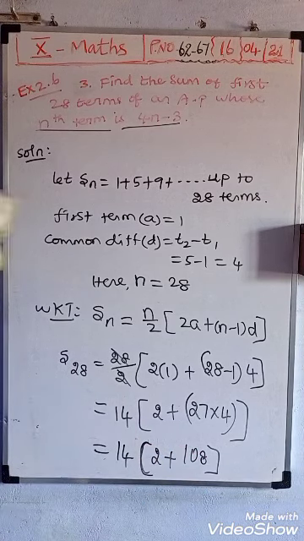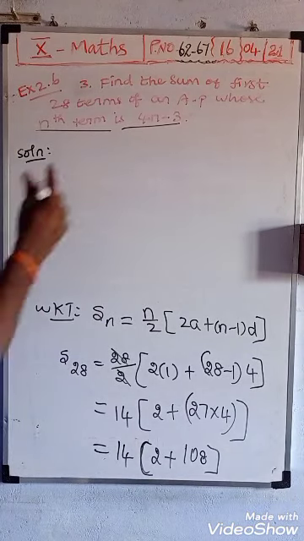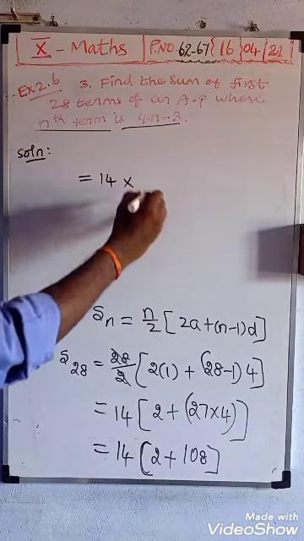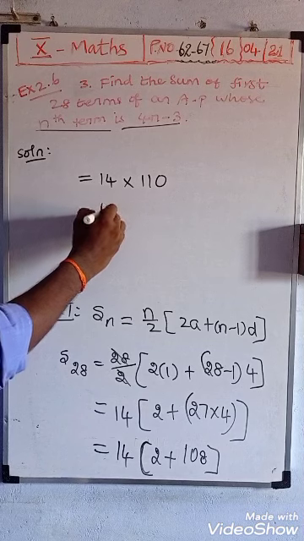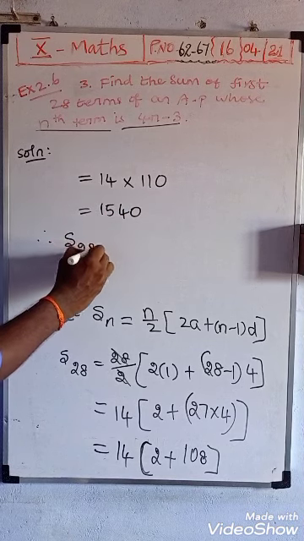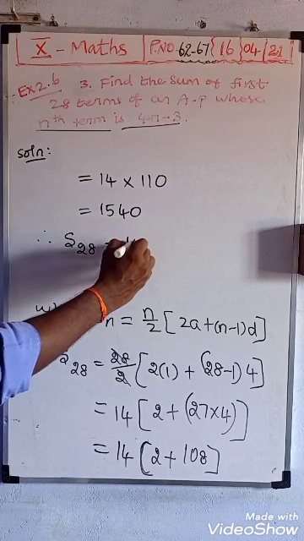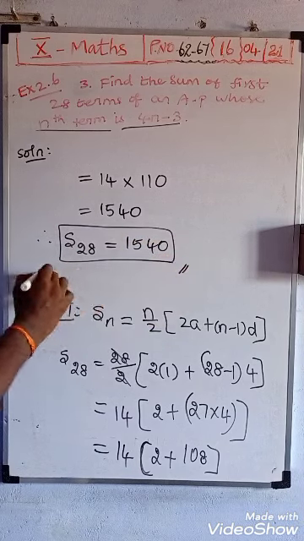Next step, add: 2 plus 108 is 110. Now multiply 110 with 14, and we receive 1540. Therefore, the given series with 28 terms added gives the answer 1540. This is the answer. That's all.